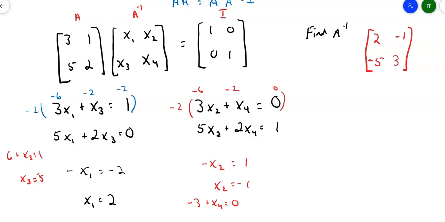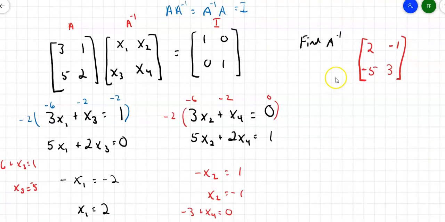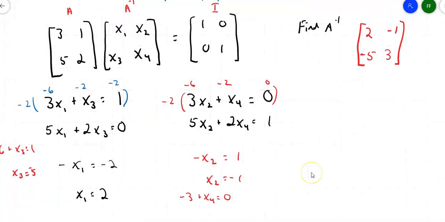If you go back and look at the A inverse that we came up with, that is the inverse, right? If I scroll up, can I scroll up? Yep. 2, negative 1, negative 5, 3. That's what I came up with for the inverse. So if we wanted to find an inverse, we could do it that way. It wasn't a terrible process, except that we had to solve a couple of systems.